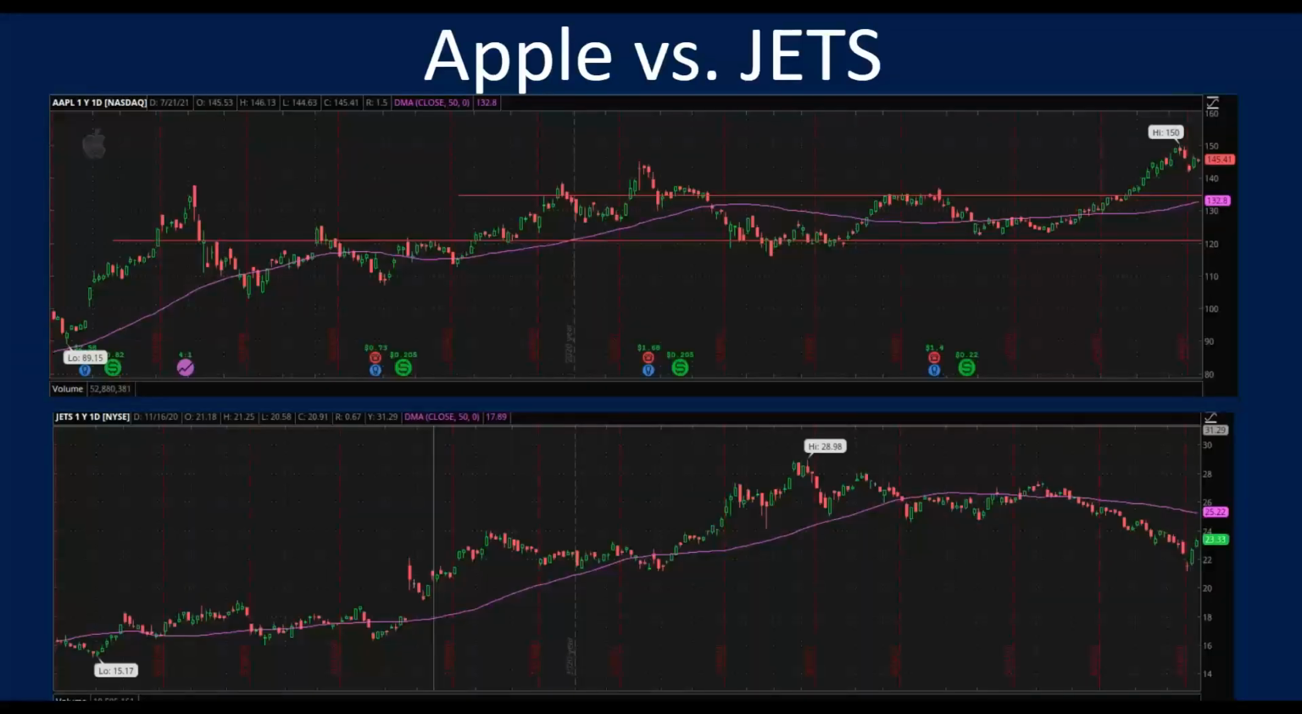And so then when you start digging in, here's Apple versus JETS, which is an airline ETF. Airlines are pretty much the ultimate reopening economy play, whereas Apple was a massive winner in 2020, just as the money has to go somewhere kind of play. There's no alternative. But you can see Apple kind of took a nap here from late last year until earlier this month, really, or maybe late June.